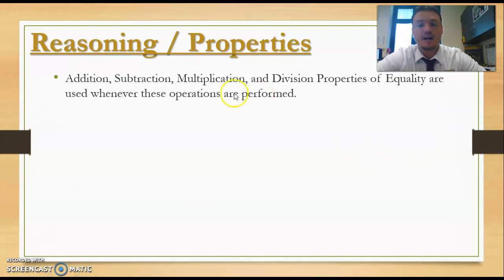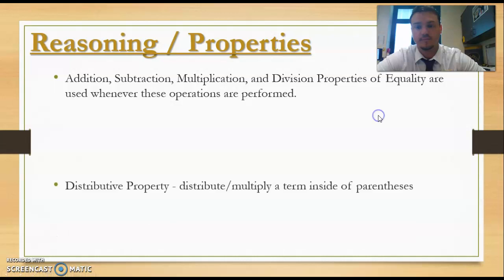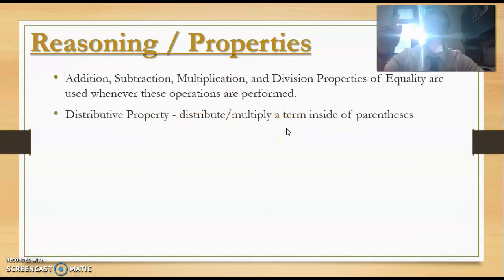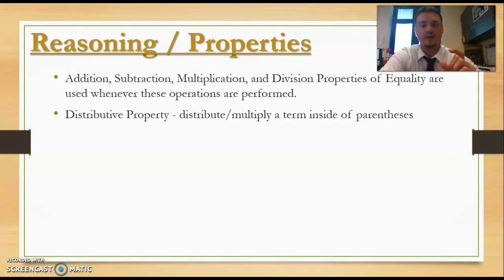So addition, subtraction, multiplication, and division properties are used whenever those operations are performed. So if we added a number to both sides of the equation, then that's addition property of equality. If we subtracted, subtraction property. If you multiplied, multiplication, division, division. Distributive property is the one that's used whenever you're multiplying a term inside of parentheses. So you're going to distribute to each term inside of parentheses. That's when distributive property is used.